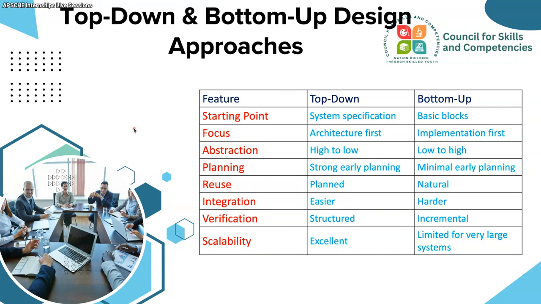Next, planning: top down has strong early planning, bottom up has minimal early planning, since reuse means it is already planned. Reuse is natural in bottom up. For this, we have to plan and use it. Integration is easier when it comes to top down, but harder in bottom up. Structure is incremental. Scalability is excellent for top down and limited for very large systems in bottom up.